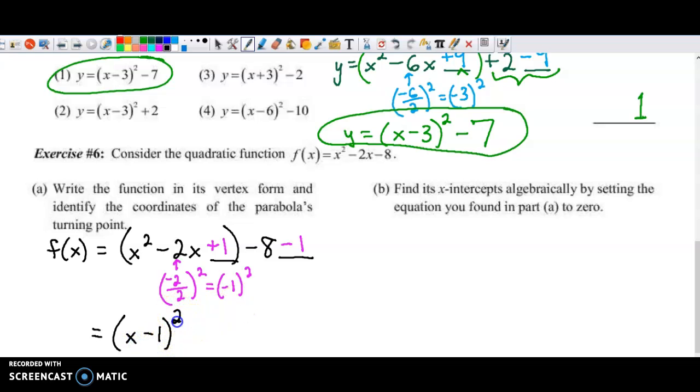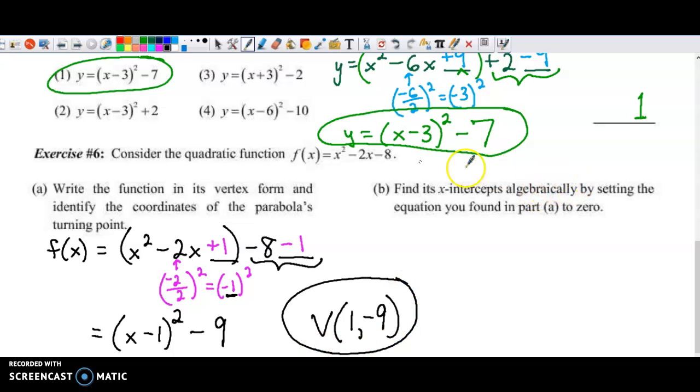I don't know if you've noticed it, I didn't want to tell you right away: it's always going to be this number inside of there. Now on the outside, it always changes depending on what these values are. But negative 8 minus 1 gives me negative 9. So this is the form to tell me that the vertex will be right 1, down 9.